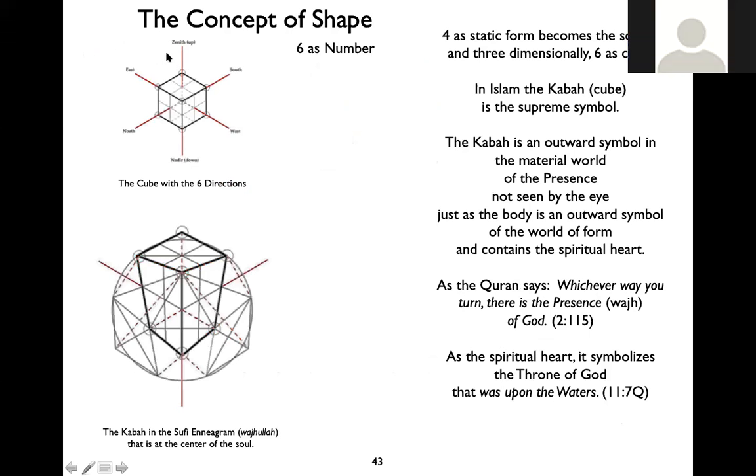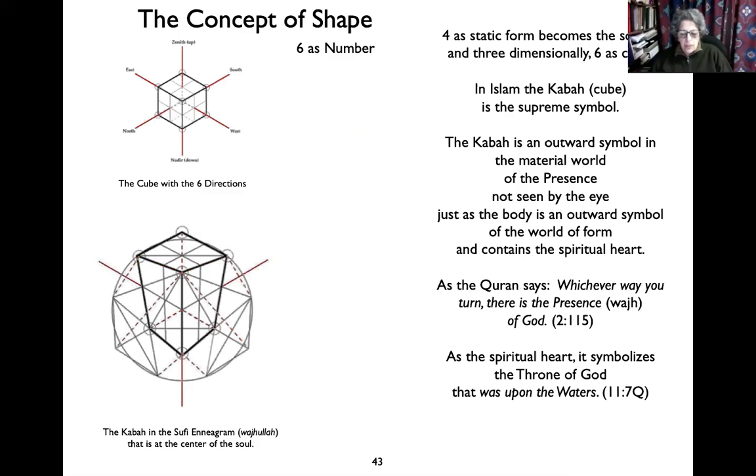Okay. So now we're looking at 6 as number. 4 as a static form becomes the square, but 3-dimensionally it becomes 6, or the cube. So you can read this as a cube. And we know the most famous cube, of course, is the Kaaba, which means cube. In Islam, it's the Kaaba, the supreme symbol.